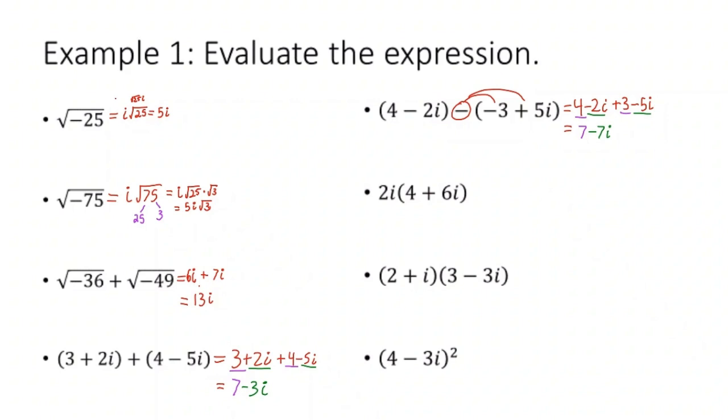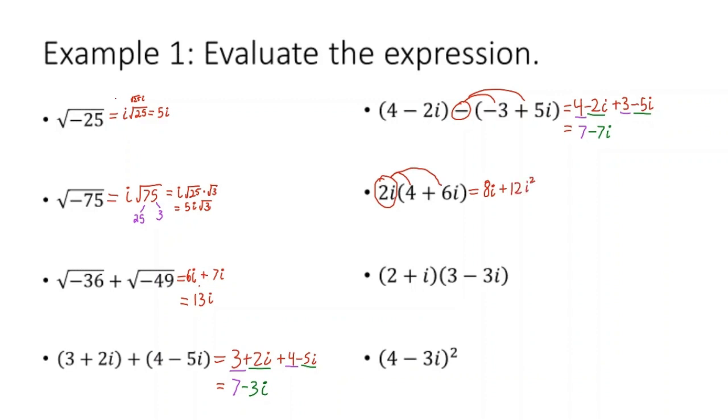First, we'll multiply 2i with (4 plus 6i). Well, just like in past problems, we're going to use the distributive property. We'll take the expression 2i, and we're going to distribute that into the 4 and the 6i. 2i times 4, well, 2 times 4 is 8, and we'll have the i there. 2i times 6i, 2 times 6 is 12, i times i is i squared.